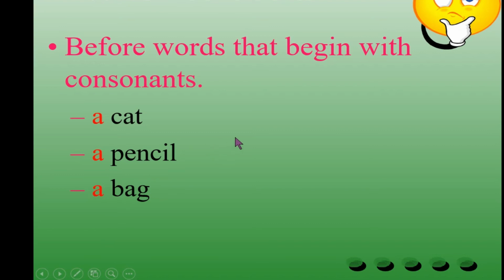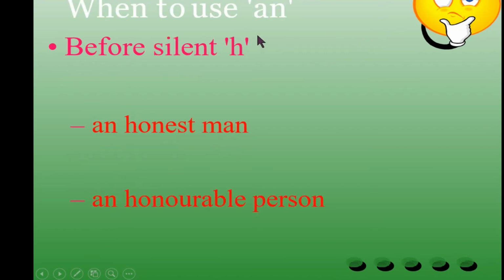So that's it. When do we use an? Before a silent letter H. Here letter H, there is no pronunciation, no pronunciation at all. So before a silent letter: an honest man, an honorable person. You see, this is letter H, but there is no pronunciation for that word, it is a silent letter H, right?